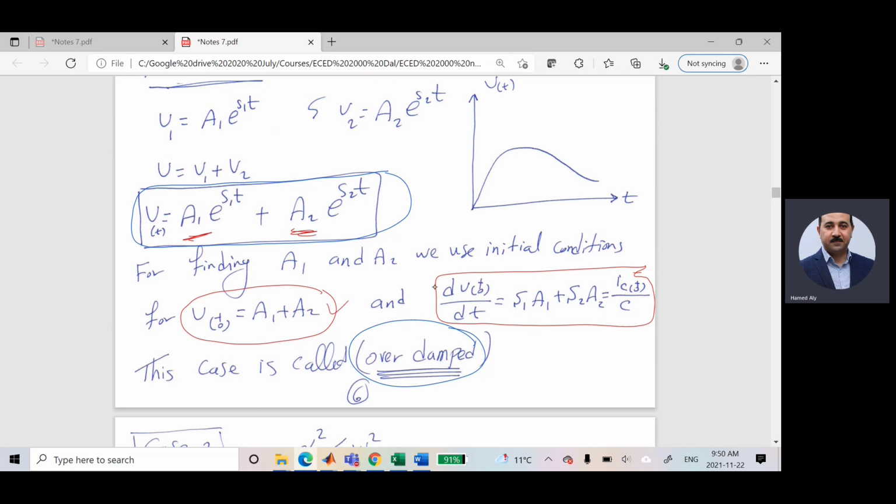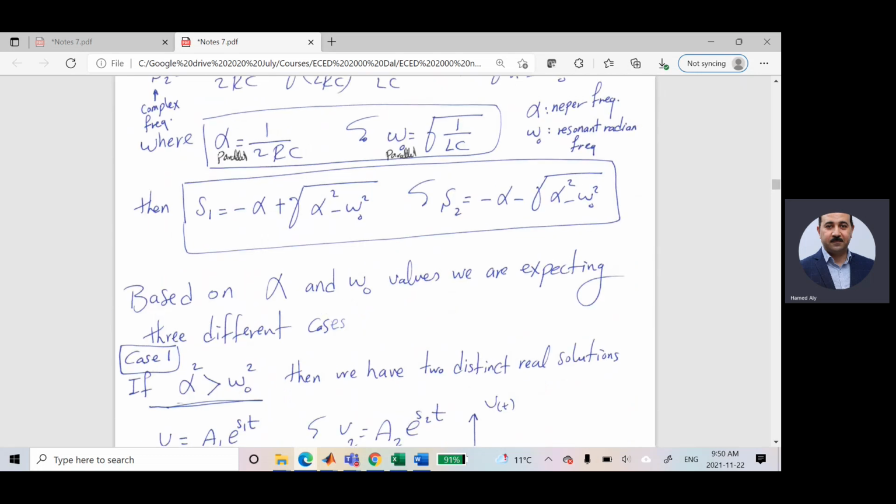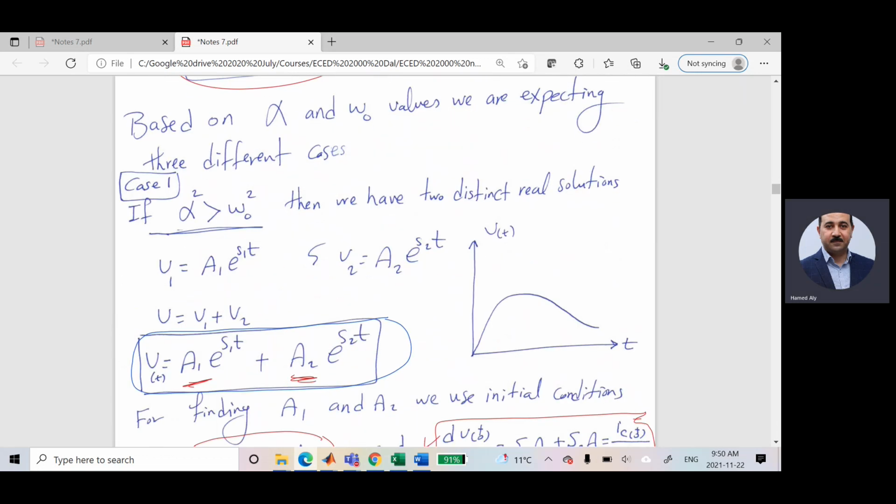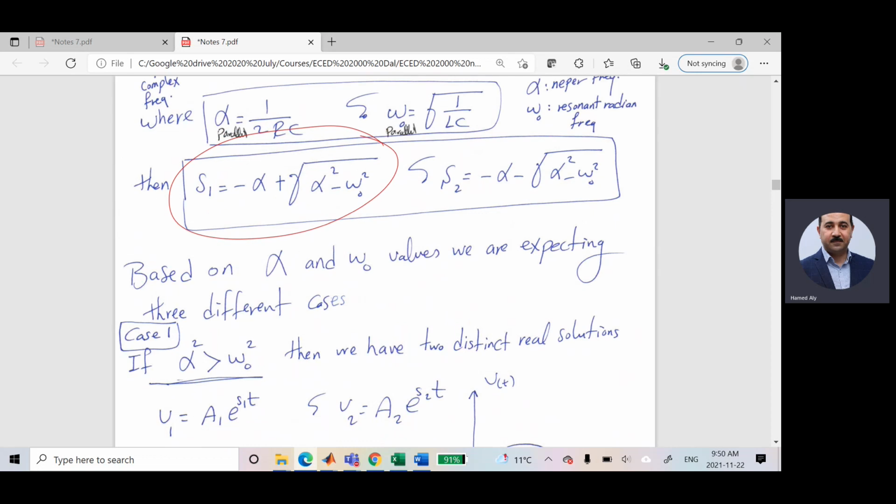By solving this equation and that equation, we can find A1 and A2, and at that time, V of t is equal to A1, which is found from these two equations, times e to the power S1t, whereas S1 is equal to negative alpha plus square root of alpha squared minus omega O squared, plus A2 times e to the power S2t, whereas S2 is equal to negative alpha minus square root of alpha squared minus omega O squared.